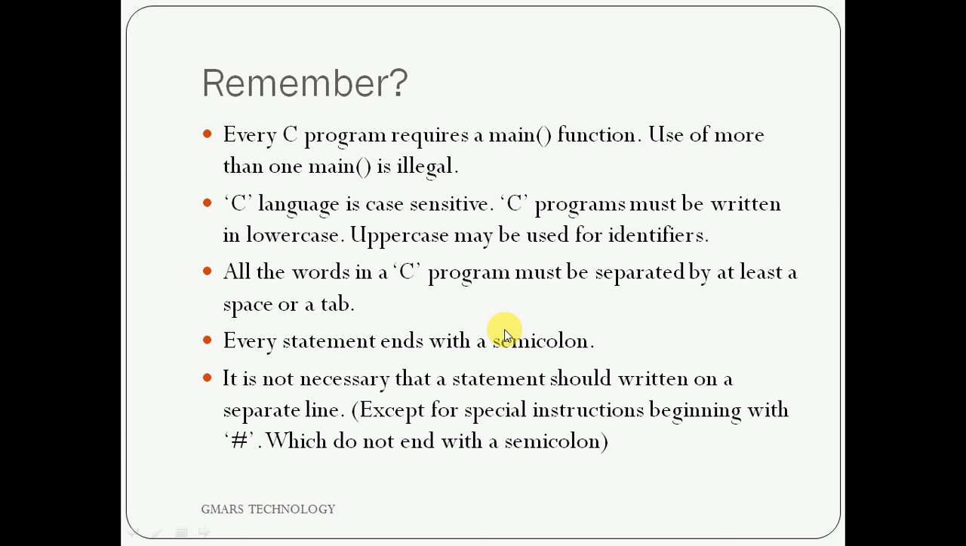So some points to be remembered: every C program requires a main function. Use of more than one main is illegal. C language is case sensitive. A C program must be written in lowercase; uppercase may be used for identifiers. All the words in a C program must be separated by at least a space or a tab. Every statement ends with a semicolon. It is not necessary that each statement be written on a separate line, except for special instructions beginning with hash.